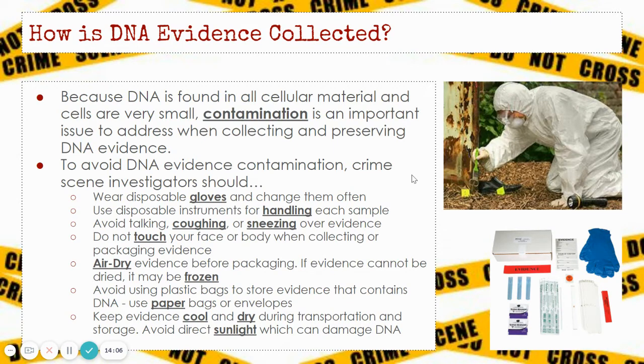So how do we collect the DNA evidence? Because DNA is found in all cellular material and cells are very small, contamination is a very important issue to address when collecting and preserving DNA evidence. To avoid DNA evidence contamination, crime scene investigators should make sure they wear disposable gloves and change them often between every sample. You don't want to cross-contaminate the DNA. Use disposable instruments for handling each sample. For example, if you're using tweezers or forceps, you want to use a different pair for each sample.